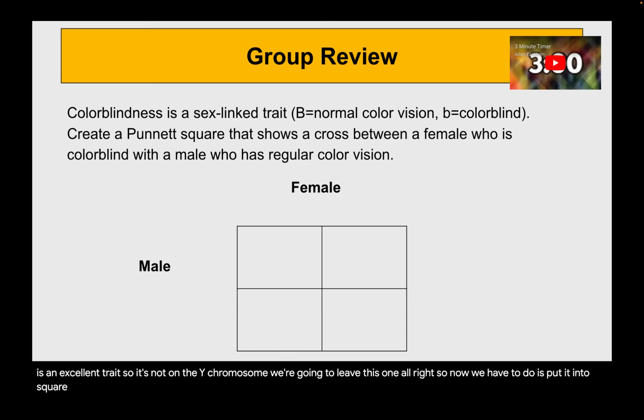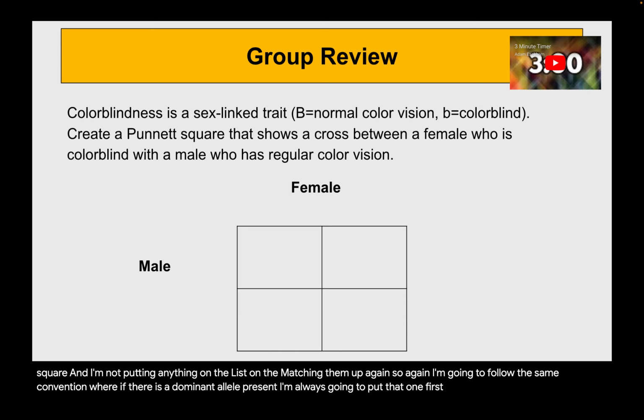Right, and again, I'm not putting anything on the Y chromosome because that gene does not exist on the Y chromosome. And then it's just a matter of matching them up again. So again, I'm going to follow the same convention where if there is a dominant allele present, I'm always going to put that one first. Do the same for the male offspring here.